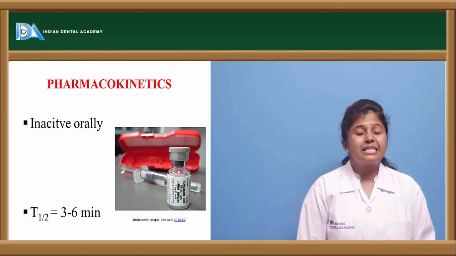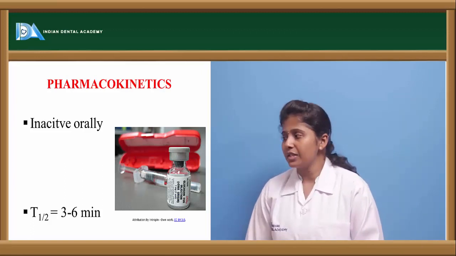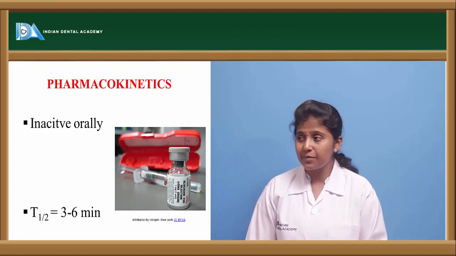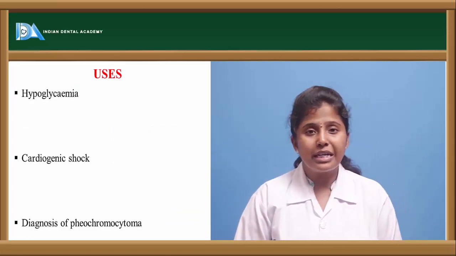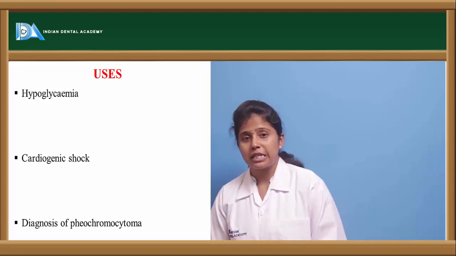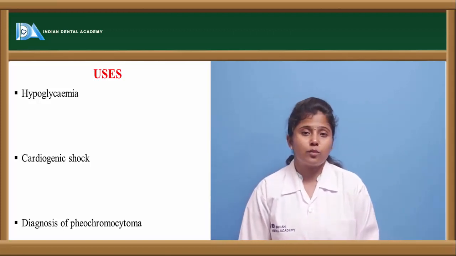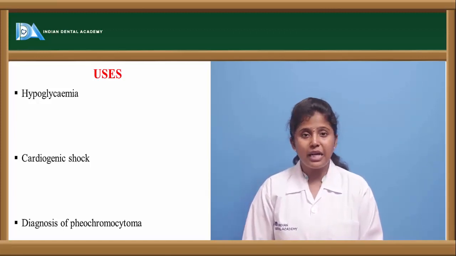Glucagon is inactive orally, and it is preferred through the IV route, and the half-life of glucagon is about 3 to 6 minutes. It is mainly used to treat hypoglycemic conditions and cardiogenic shock, and it is used in the diagnosis of pheochromocytoma. So this is a condition where there occurs inflammation of the adrenal gland.